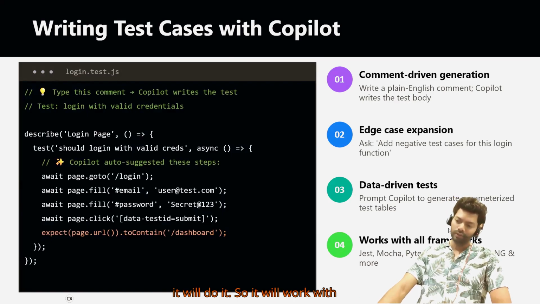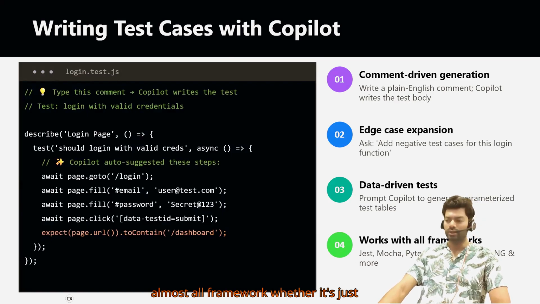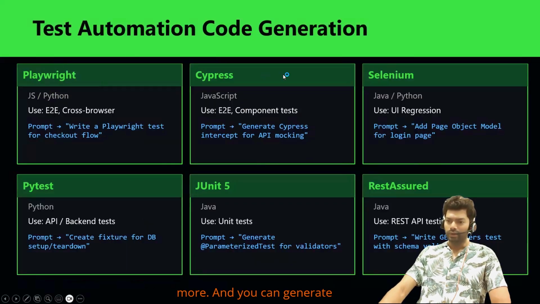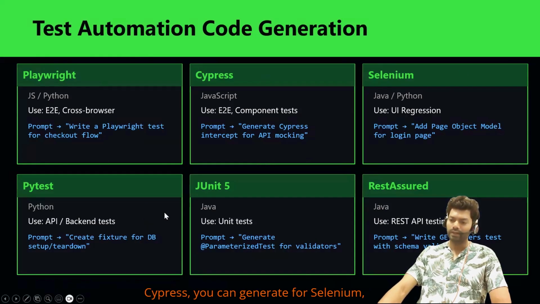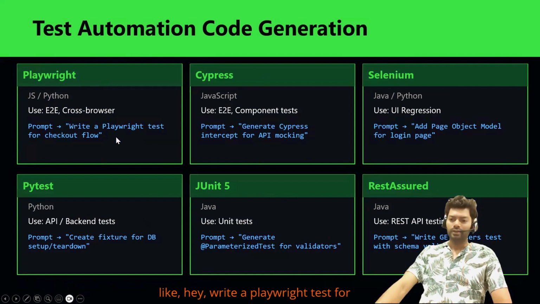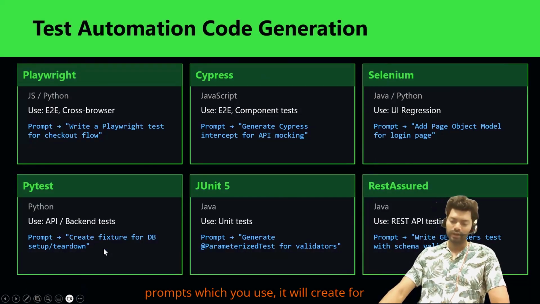It will work with almost all frameworks, whether it's Mocha, PyTest, JUnit, NUnit, TestNG, and more. You can generate code for Playwright, Cypress, Selenium, PyTest, JUnit 5, Rest Assured, and more. These are some simple prompts, like: write a Playwright test for checkout flow, generate Cypress intercept for API mocking, add page object model for login page. These are a few simple prompts which you use, and it will create them for you.